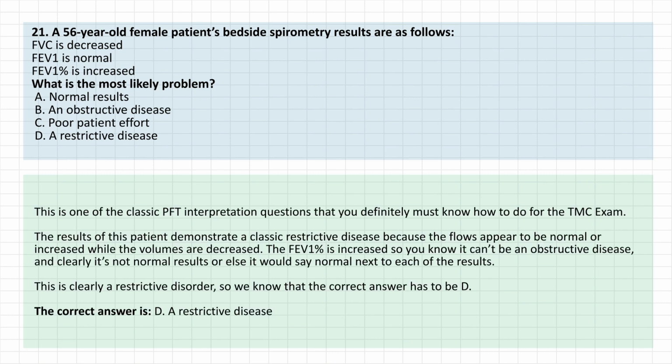A restrictive disease. This is one of the classic PFT interpretation questions that you definitely must know how to do for the TMC exam. The results of this patient demonstrate a classic restrictive disease because the flows appear to be normal or increased while the volumes are decreased. The FEV1 percentage is increased, so you know it can't be an obstructive disease, and clearly it's not normal results, or else it would say normal next to each of the results. This is clearly a restrictive disorder, so we know that the correct answer has to be D, a restrictive disease.